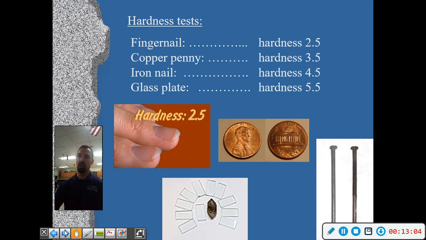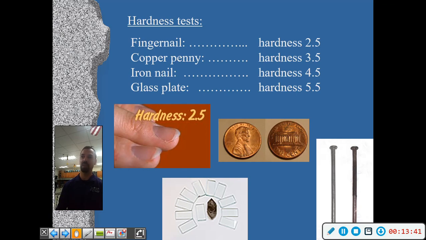Okay, so also some other things that are commonly used in questions. Fingernail is a hardness of 2.5. Copper penny is 3.5. Iron nail is 4.5. Glass plate, that's the most common one we use. We use that in our lab. So that's a hardness of 5.5. If we run the mineral on a glass plate and scratch it, that means the mineral is 5.5 or greater than 5.5. If it doesn't scratch the glass, that means its hardness is less than 5.5.